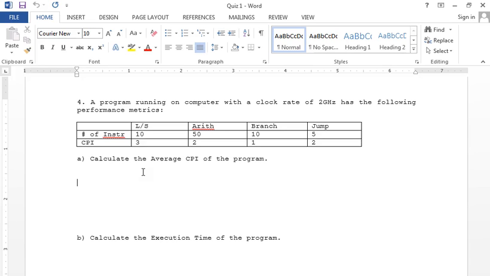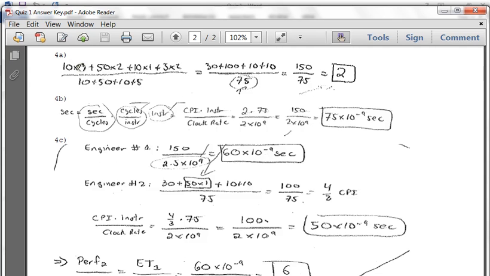What's in the numerator? Yeah, so 10 times 3 plus 5 times 2. So now what's in the denominator? 10 plus 50 plus 10 plus 5. All right, and we look at our answer key, and it's exactly right.